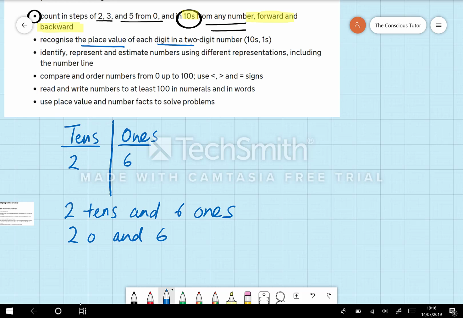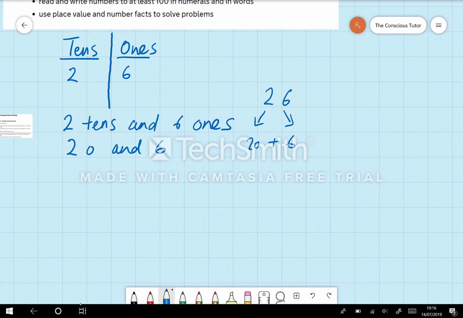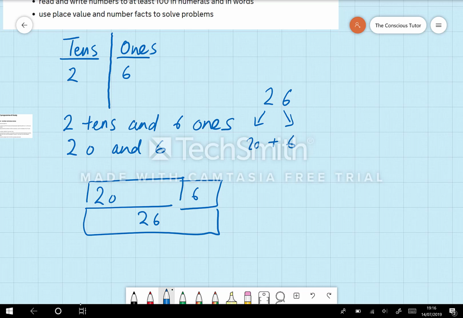And then you can also represent that in a different way, such as a tree diagram where you're splitting that up into an addition statement, but also as a bar model, so 20 being larger than the 6, and then combined that whole bar is 26. A bar model is quite a popular way of working out calculations as well.